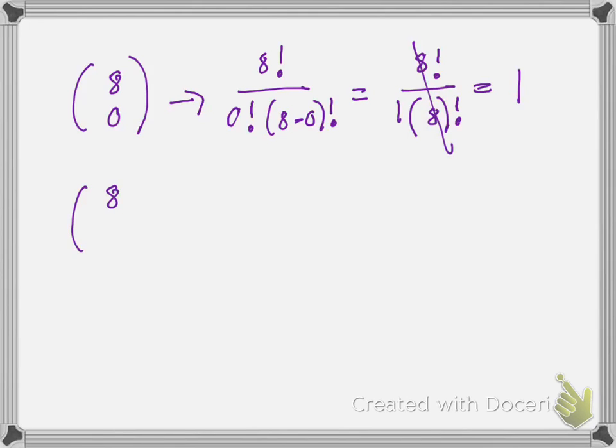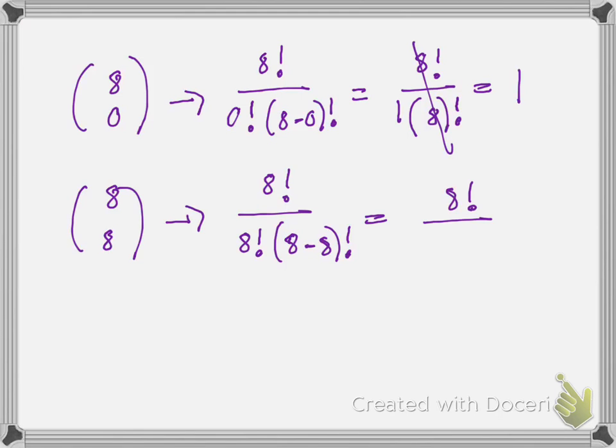And then similarly, if we have 8 and 8, we get 8 factorial over 8 factorial times 8 minus 8 factorial, which equals 8 factorial over 8 factorial times 0 factorial. And remember, the 8 factorials cancel out and the 0 factorial becomes 1, so you're just going to get 1. So ultimately, the 8 and the 0 and the 8 and the 8 are both going to become 1. And this is a common thing for all Pascal numbers with either the 0 on the bottom or the two numbers that are the same on the bottom and the top.